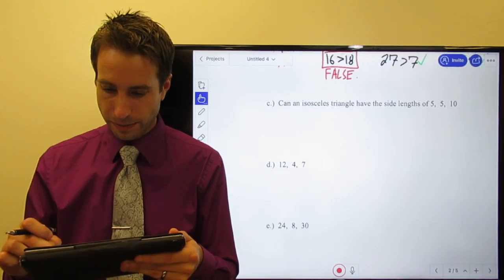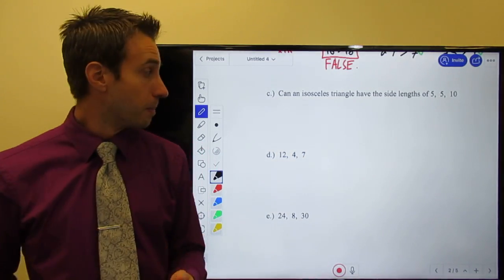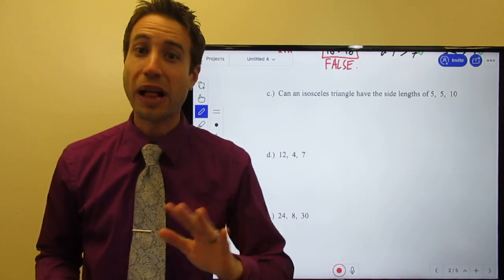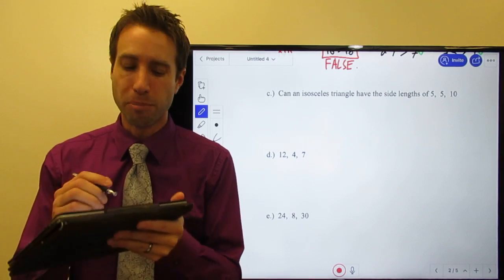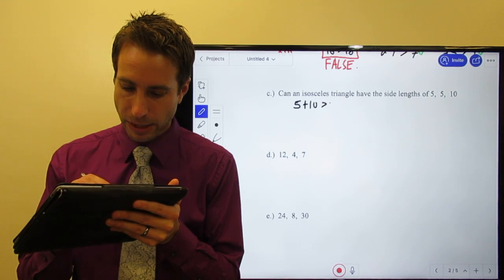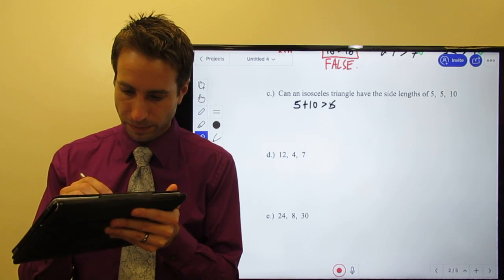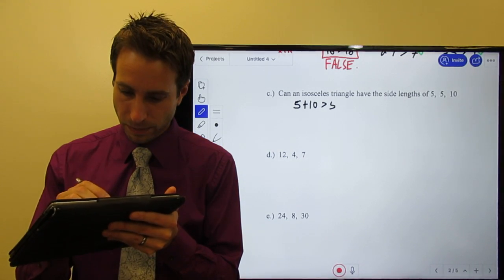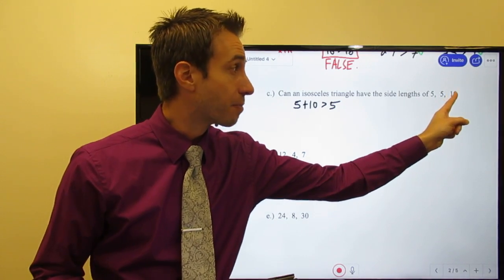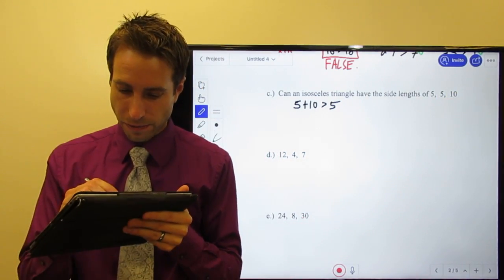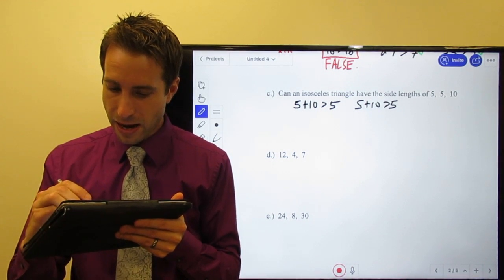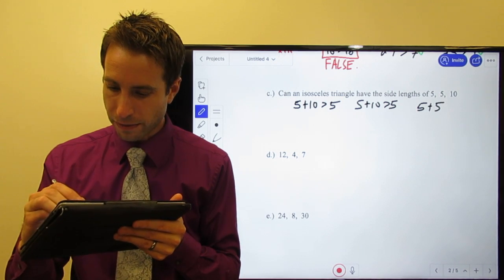I got a couple more for you here. Oh, look at this. I tell you it's an isosceles triangle, right? I want to know, can an isosceles triangle have those particular side lengths? Put together your inequalities. 5 plus 10 has to be greater than 5. Again, 5 plus 10 has to be greater than 5. That's the other 5. I'm just going to happen to get the same answer twice, but that's okay. And then, 5 plus 5 has to be greater than 10.